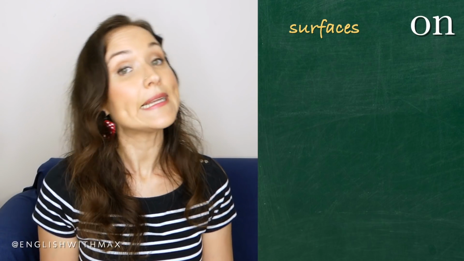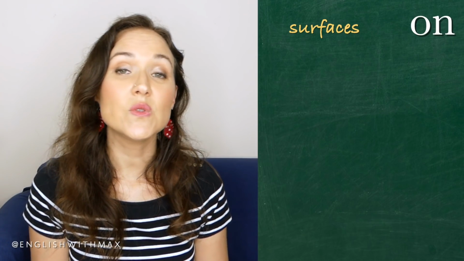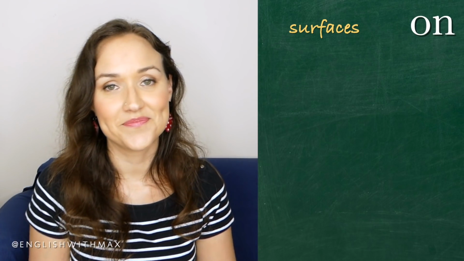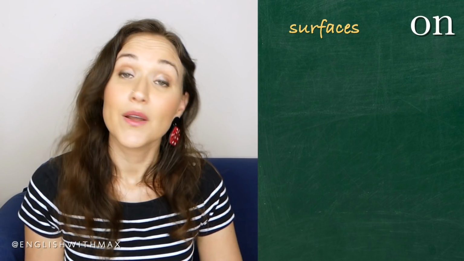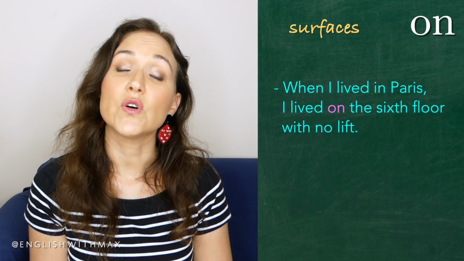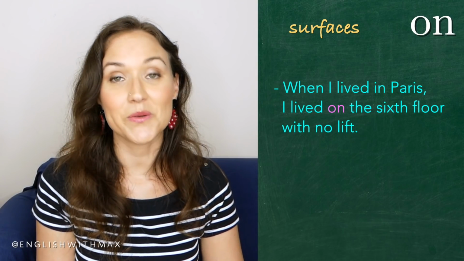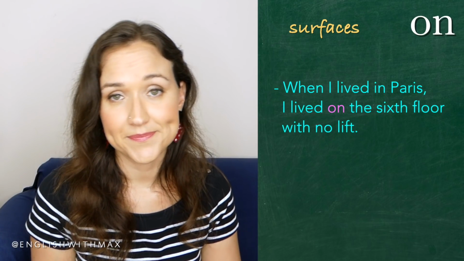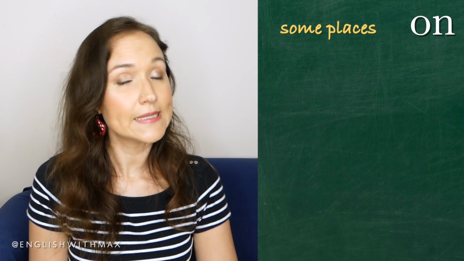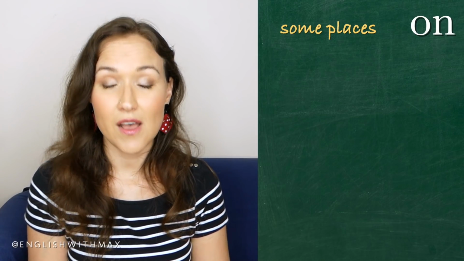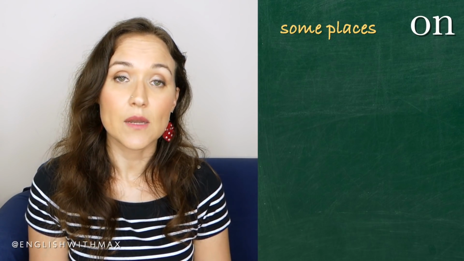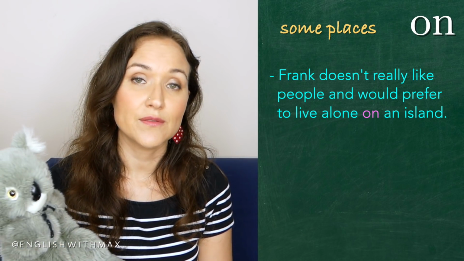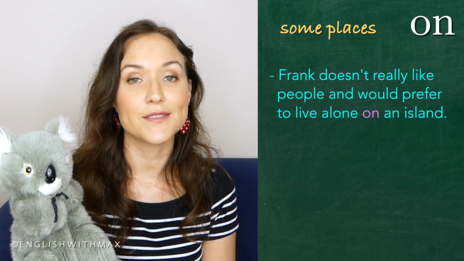Although we say in a building, we use on for the different floors in a building. For example, when I lived in Paris, I lived on the 6th floor with no lift. I had very strong thighs when I lived in Paris. On the topic of places, we say on an island. For example, Frank doesn't really like people and would prefer to live alone on an island.